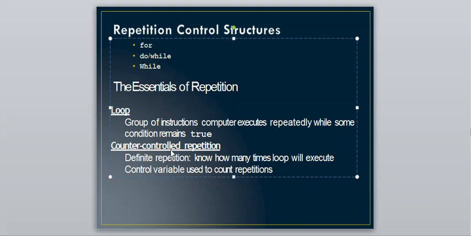Counter control repetition: you can take the meaning of that as when you want to stop your loop. If I want to write my name 10 times, then obviously I will stop the repetition at the 10th round. If you want to print your name 20 times, then obviously you will stop it after 20 repetitions. This is called counter control repetition.